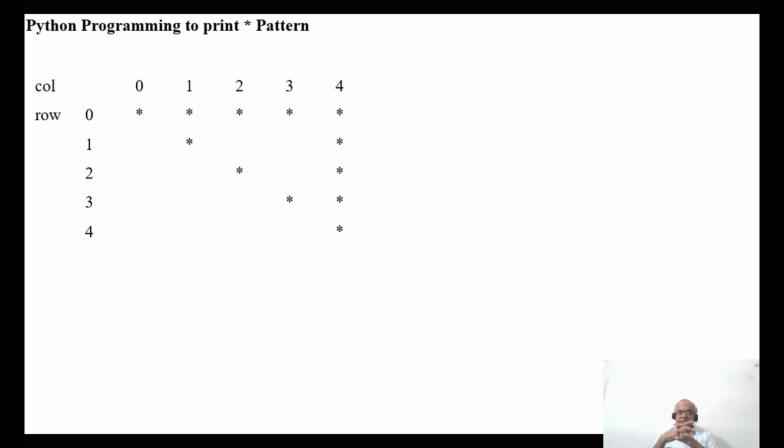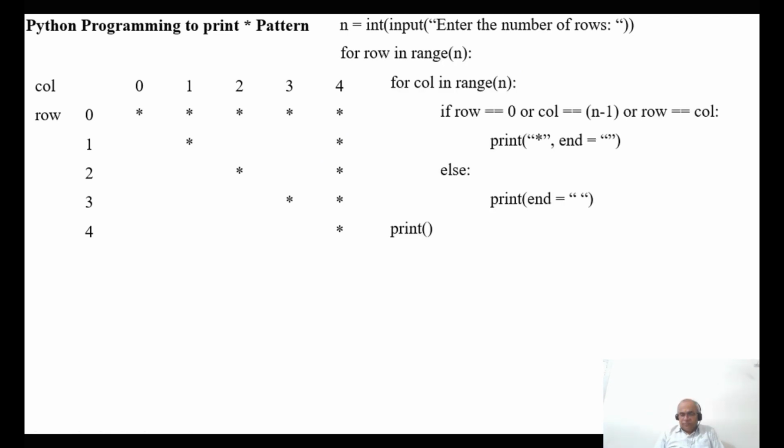So how to do that? First, I want to give the input. So what is the input? Enter the number of rows. How many rows do we want? 0, 1, 2, 3, 4. So that means you have how many rows? 5 rows. Similarly, 0, 1, 2, 3, 4, you have 5 columns. So the number of rows is how much? I want 5.